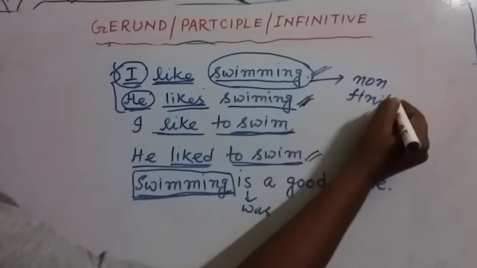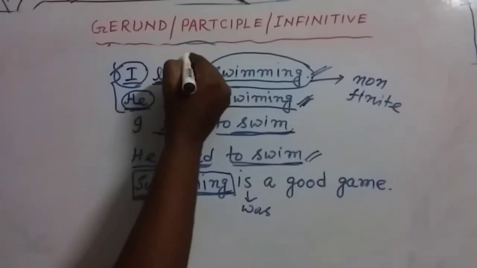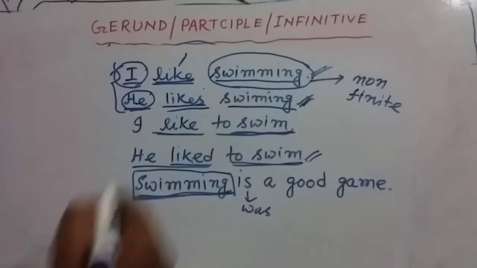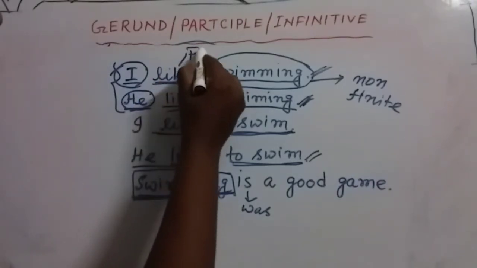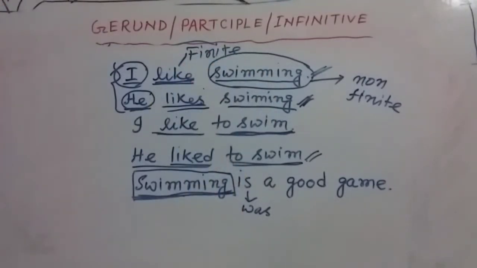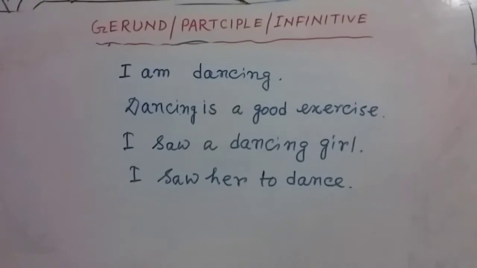Non-finite. And the verbs which are changed according to the tense, according to the person, according to the number of the subject, these types of verbs are called finite verb. My dear friends, I think you can understand the difference between finite and non-finite verb. Actually, these are very important to know clearly about gerund, participle and infinitive. Now one thing I should mention. So my dear friends, I have written here some of the examples.